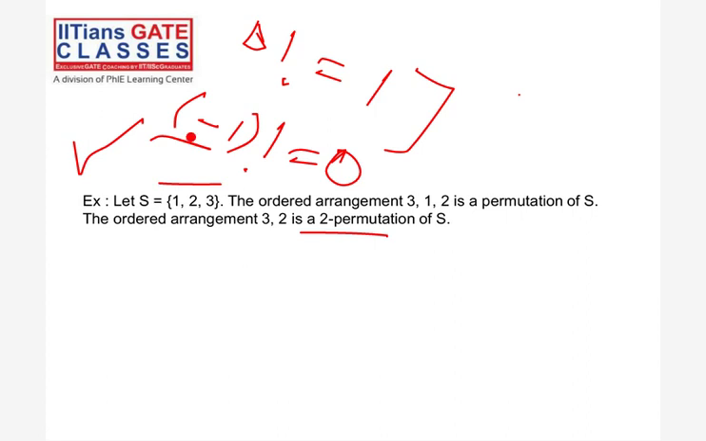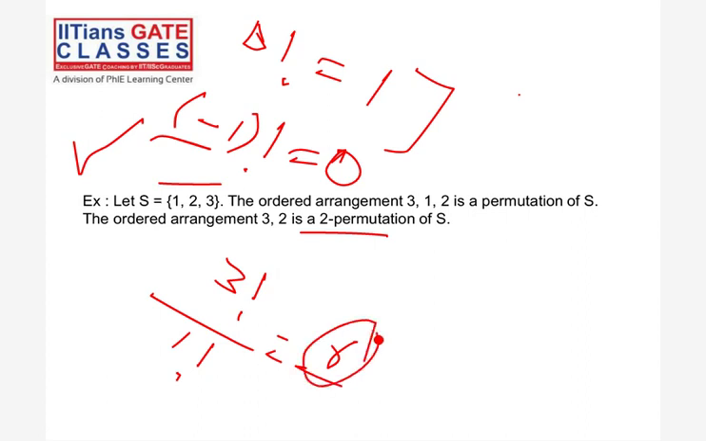Sorry, and what is nPr? nPr is basically 3 factorial divided by 1 factorial. So yes, the answer will be 6. So the number of two-permutations will be this 6.